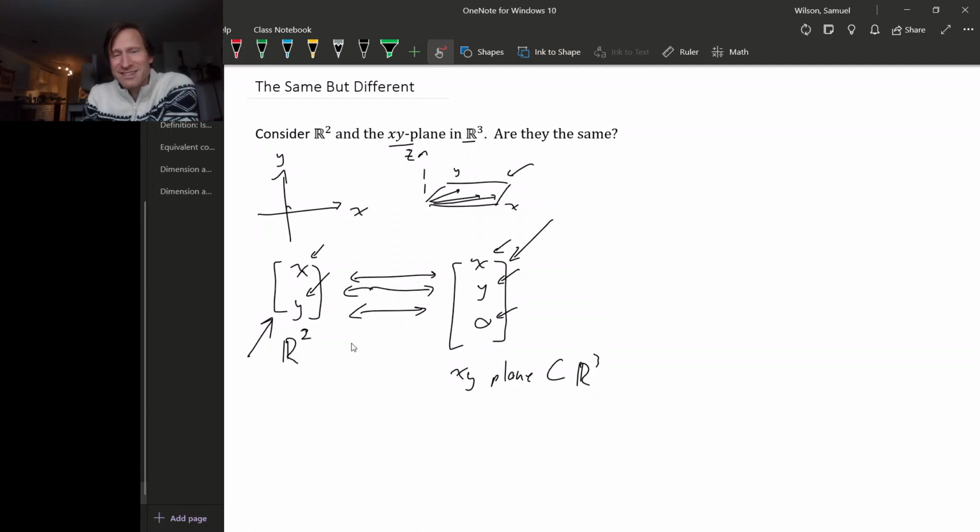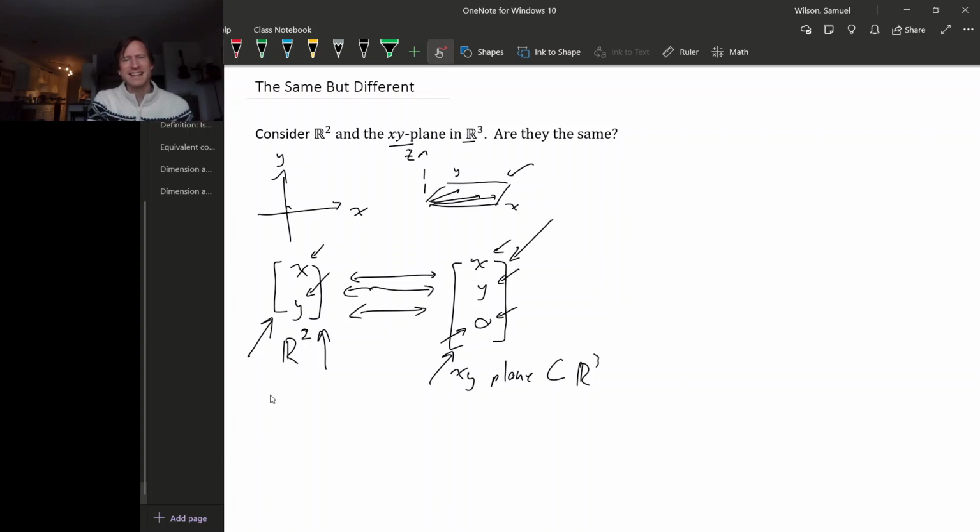On the other hand, even though they look so similar, they aren't literally the same vectors because vectors in R2 only have 2 entries. These vectors in the xy plane in R3 actually have 3 entries. It's true that the last entry is always 0, but that is a third entry, right? So on the one hand, these two collections of vectors are different. They aren't literally the exact same vectors. But on the other hand, they kind of have the same structure, right?